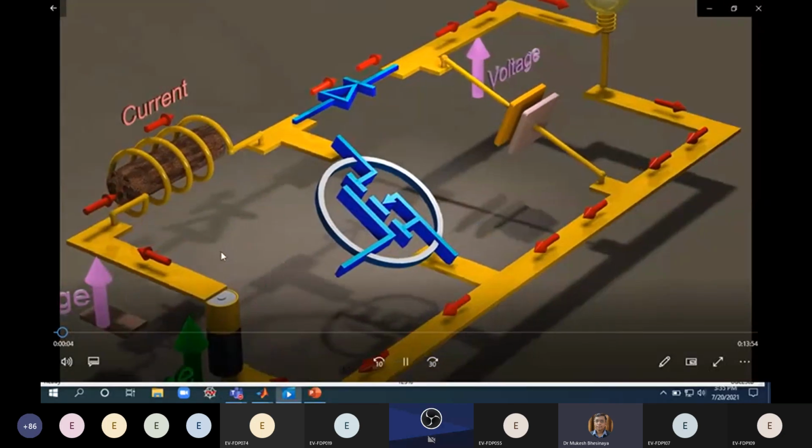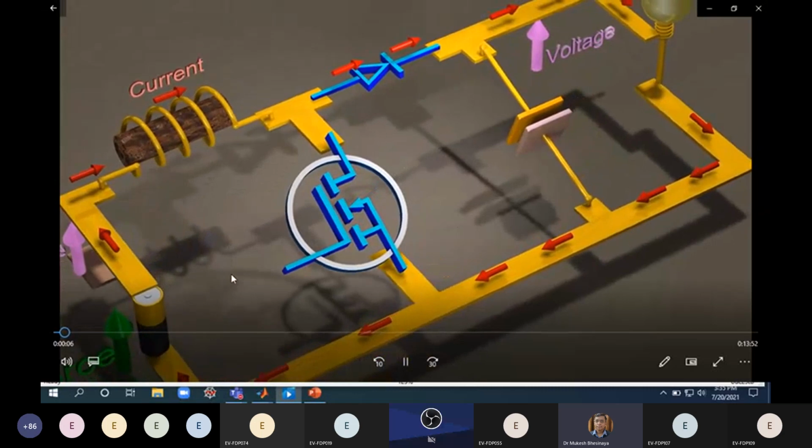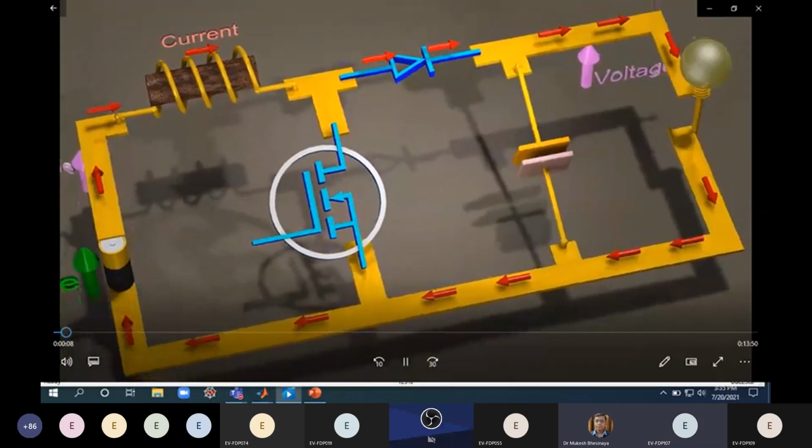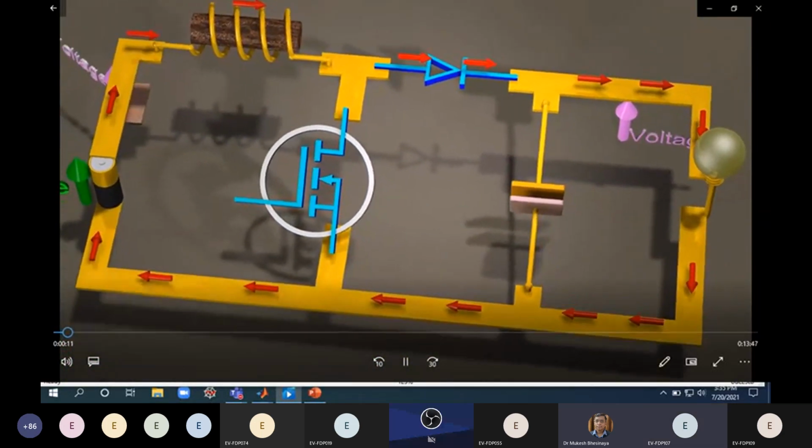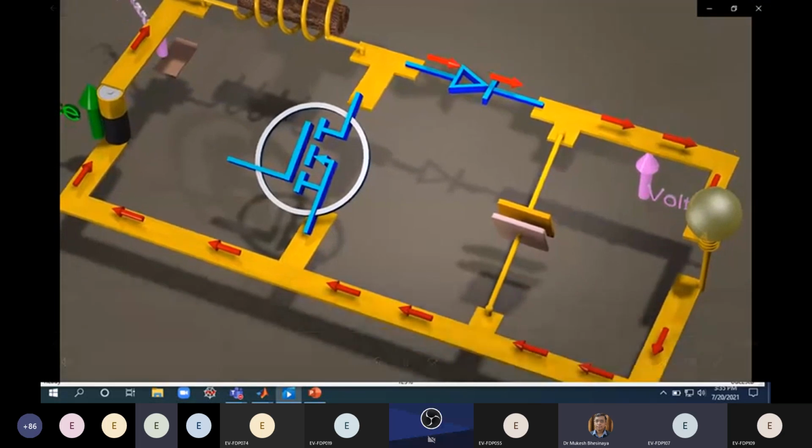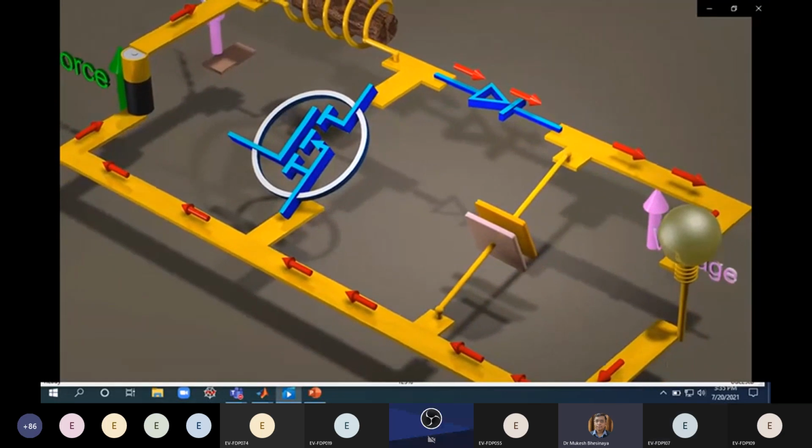Suppose we want to increase the voltage of our only battery. We have an inductor, a transistor, a diode, and a capacitor.